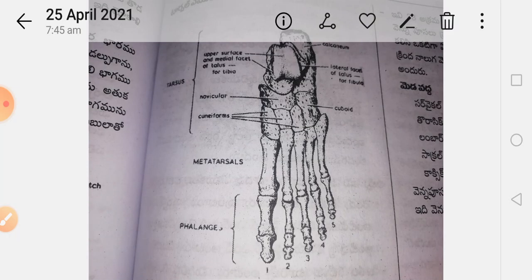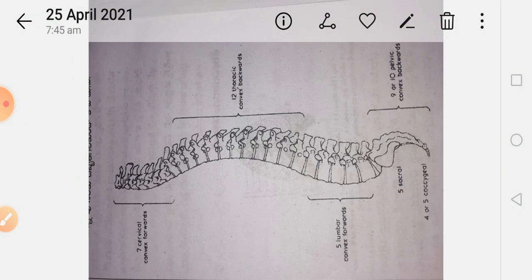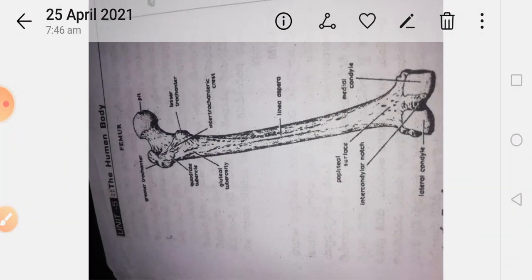Upper surface, tarsus. This is the ankle region. In the ankle region, the first is the tarsus, next the metatarsus, and last the phalanges. These are the joints and parts of the ankle region. This is the spinal cord, which I have already given. Again, if you want, you can go through this: cervical, thoracic, lumbar. This is the human body.